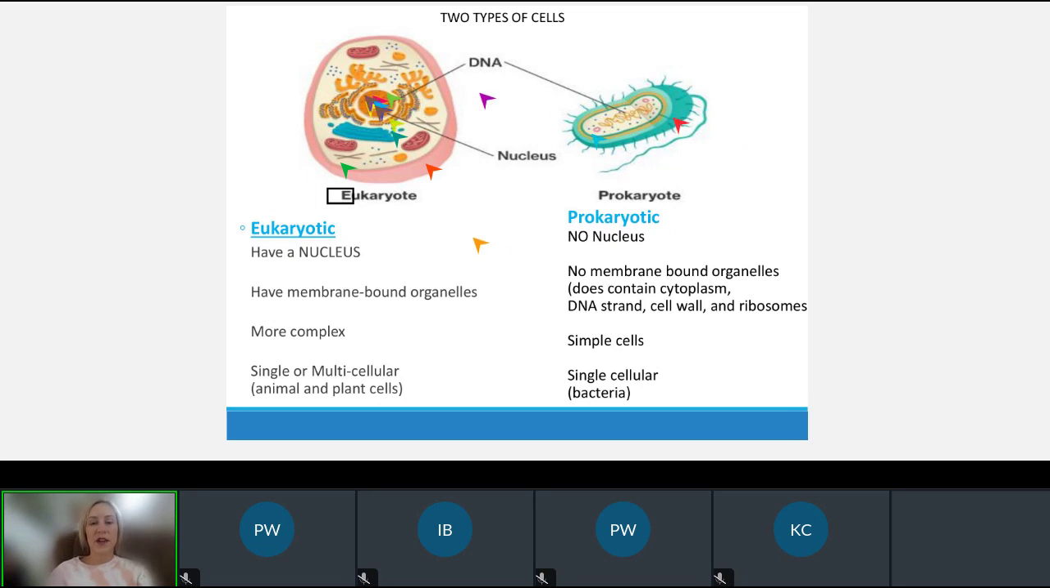Now everybody point at the prokaryotic cell. This guy over here, he's simple. That's what I want you to think about when you think about prokaryotic cells. It's super simple. It has no nucleus, and it's just a simple little, often unicellular organism.